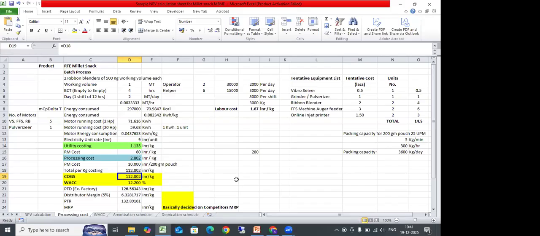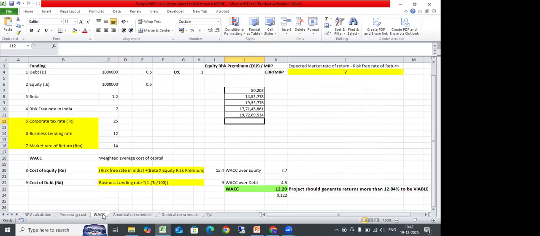That becomes my COGS. Somebody was asking yesterday, COGS, cost of goods sold. Yes, sir. Now it is clear. This is your COGS. Now, WACC, I will take you through a proper WACC calculation sheet. So first we will go to WACC.